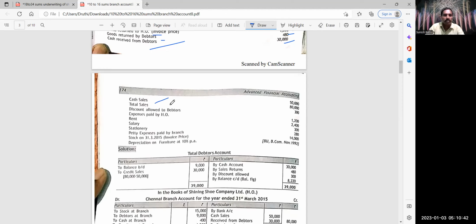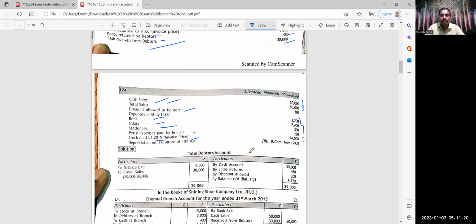Cash sales 50,000 and total sales is 80,000. So what is the difference? The difference of 30,000 is credit sales. Correct: total sales 80,000, cash sales 50,000, difference 30,000. This is a hint for the preparation of memorandum debtors account. Discount allowed 300 rupees. Expenses paid by the branch: rent, salary, stationery, and petty expenses, in total 1,200, 2,400, 300, 280. Correct. Closing stock at invoice price is 14,000 rupees.